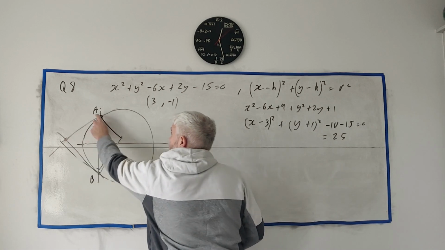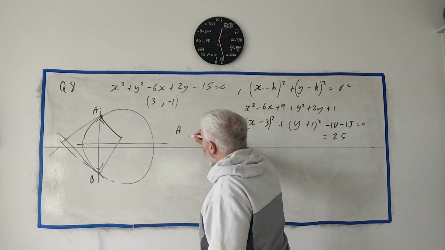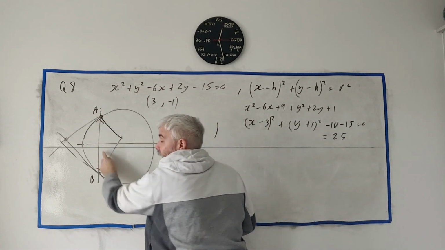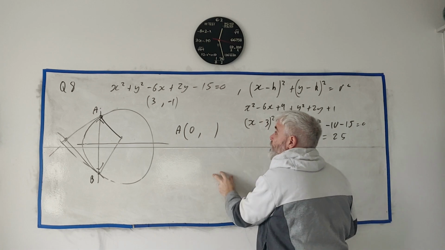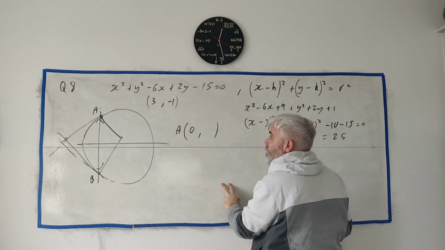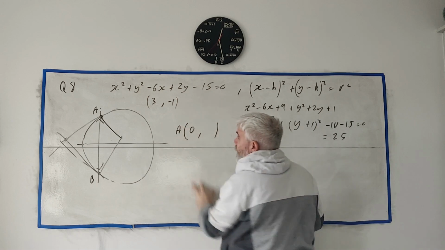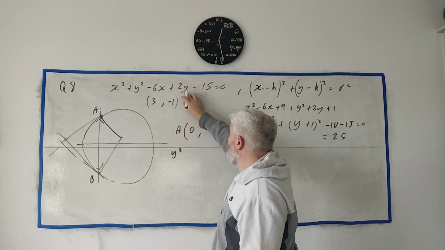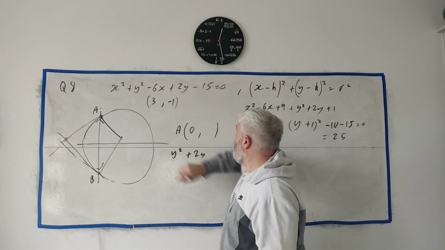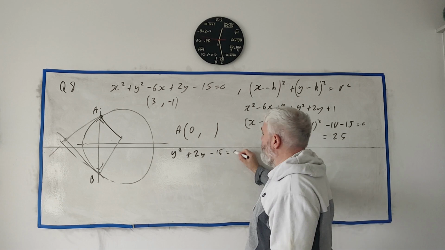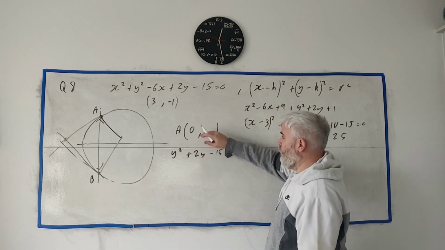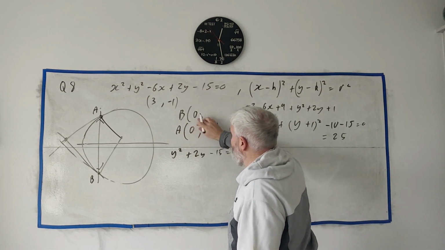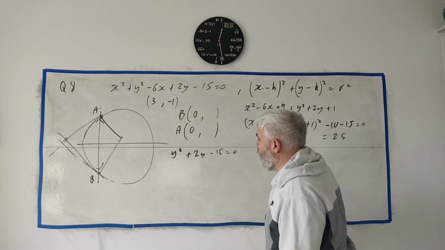Let's start with the top line. I need to find out what A is. A is definitely 0 something, because it's on the y-axis. So we simply put 0 into one of these equations. We put 0 into this equation here for x. So that just becomes y squared plus 2y, because that's 0, and minus 15 equals 0. That's a quadratic. It's not only going to find us A, it's going to find us B as well, because that's 0 as well. It's going to find us the two answers we're looking for.